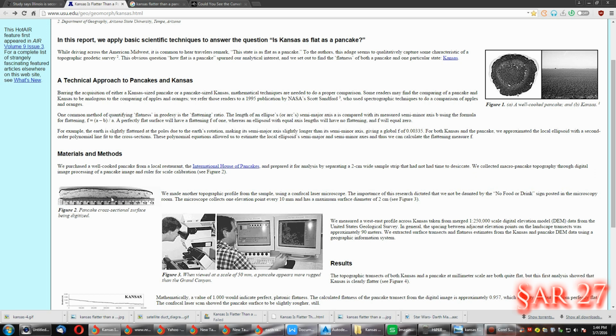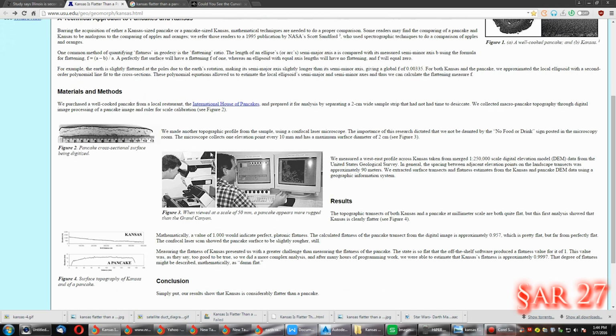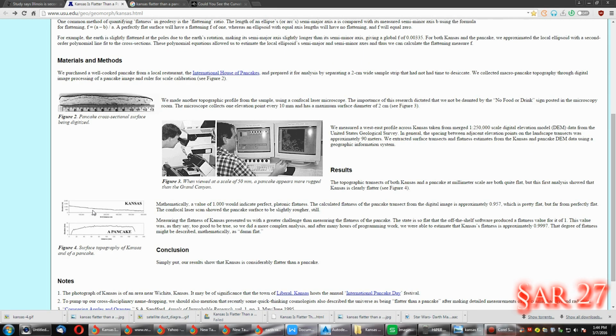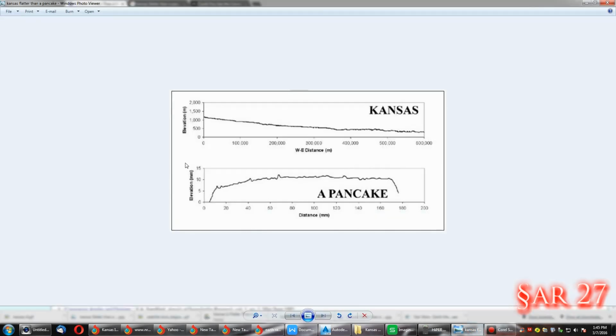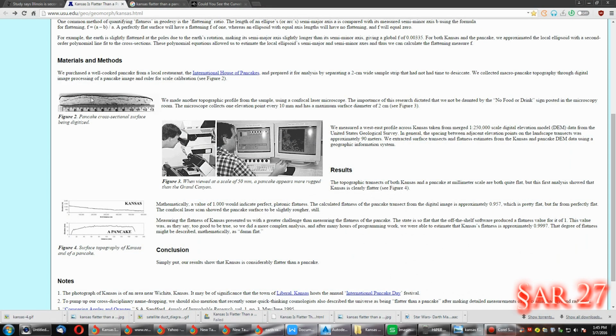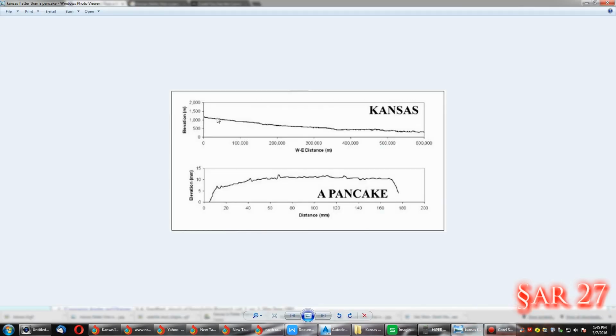You can see here from the side, the figure 2 pancake cross-section surface being digitized. They digitized the pancake and found that Kansas, through that, was flatter than a pancake. Now, I made this diagram a little bit bigger because it's pretty small there. You can see that here's the pancake, the digitization, sorry about that. Here it is, digitized pancake, and what they did with Kansas. So it's flat.